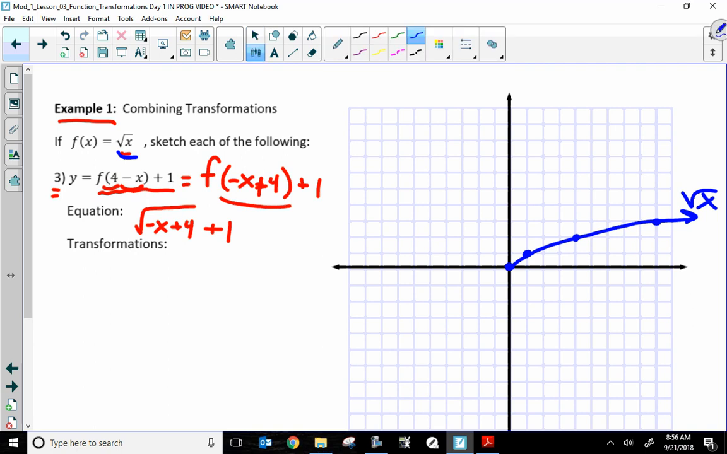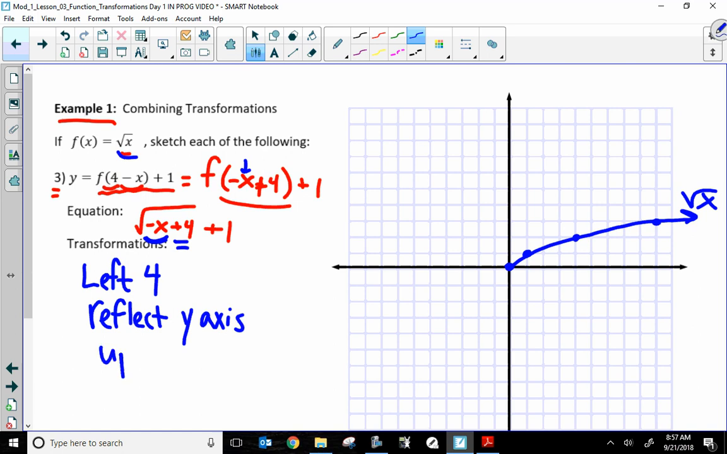So let's take that and apply it here. My left or right tells me I'm going to move left 4. Then this tells me I'm going to flip. I'm going to flip that not over the x-axis, but over the y-axis because I'm negating just the x. I'm not negating everything. So then I'm going to reflect over the y-axis. Then I'm going to move up 1.